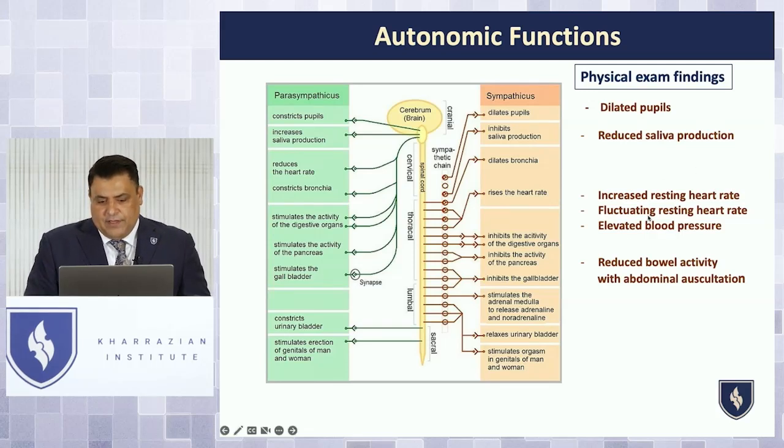Increasing resting heart rate, fluctuation of resting heart rate, and just using a pulse ox, seeing what their heart rate is, is really critical when you look at anxiety patients. Also elevated blood pressure, and then reduced bowel activity, bowel auscultation. These are things that all occur when the sympathetic system is so high, it dampens parasympathetic activity.